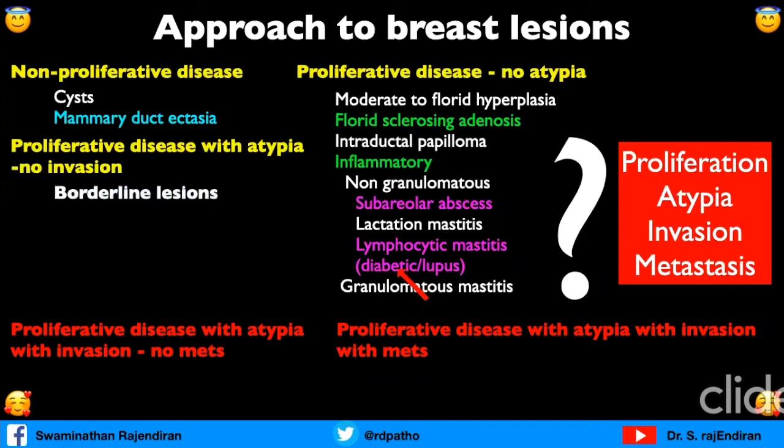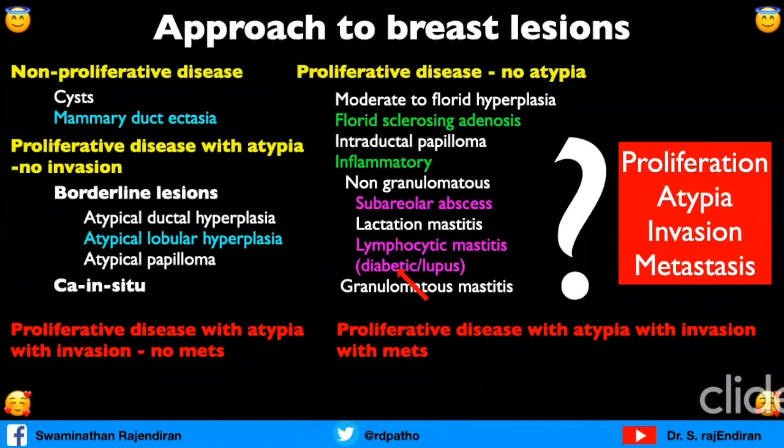And in proliferative disease with atypia, no invasion, there are borderline lesions and carcinoma in situ. And what do you mean by borderline lesion? Atypical ductal hyperplasia, atypical lobular hyperplasia, atypical papilloma. These are not ductal epithelial hyperplasia, and they are not DCIS or LCIS. Okay, so they are in the borderline. Carcinoma in situ is divided into DCIS and LCIS.